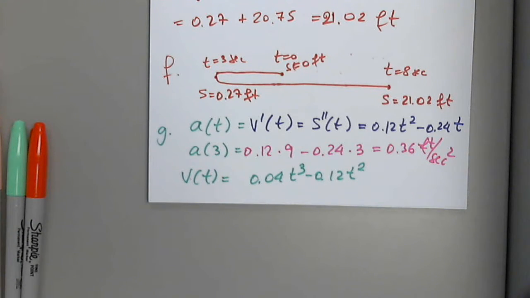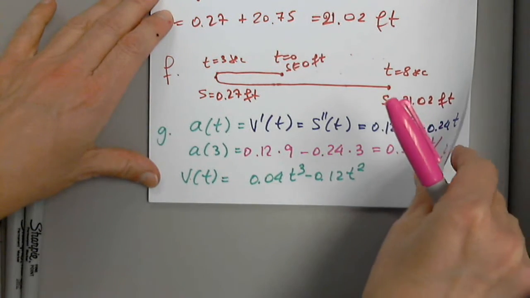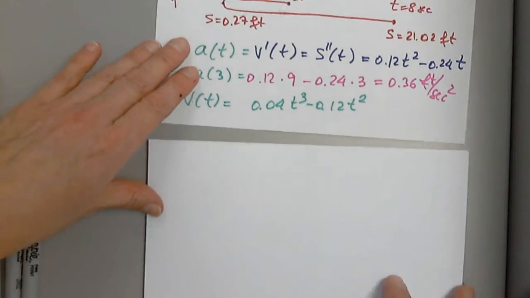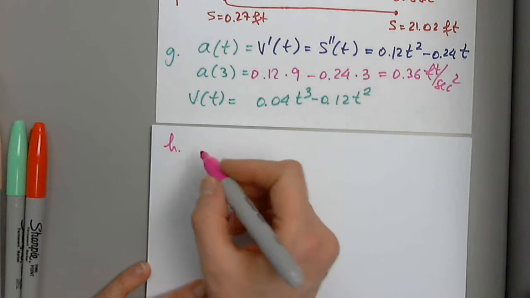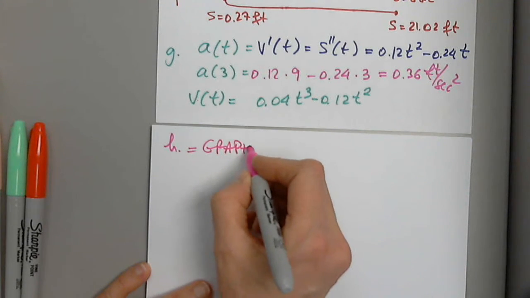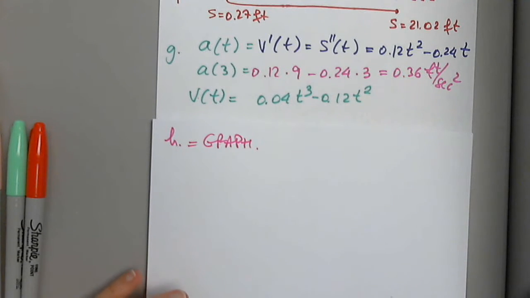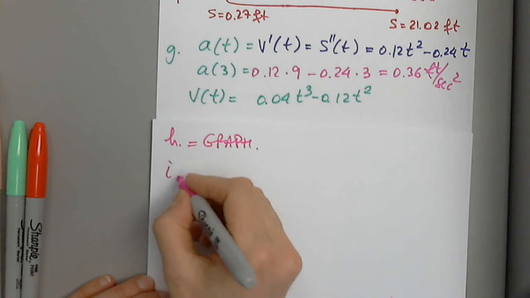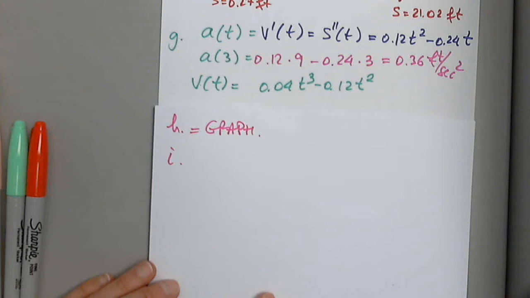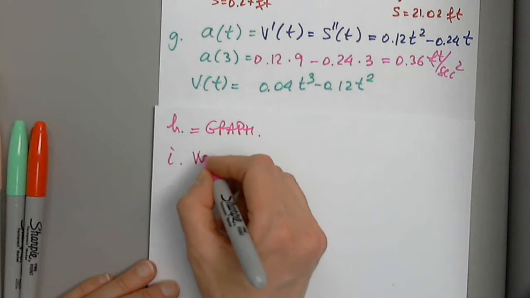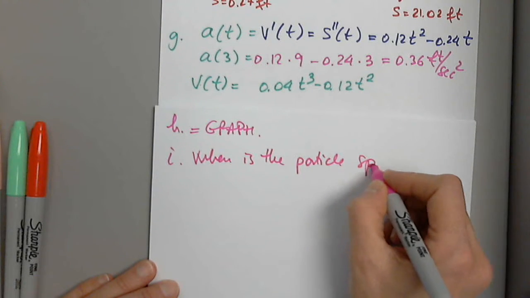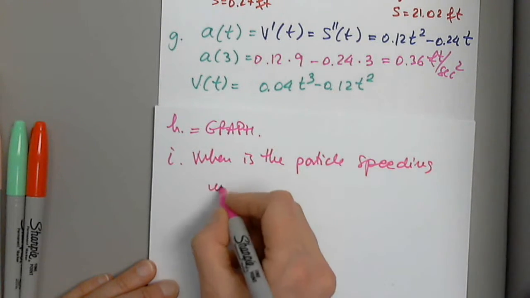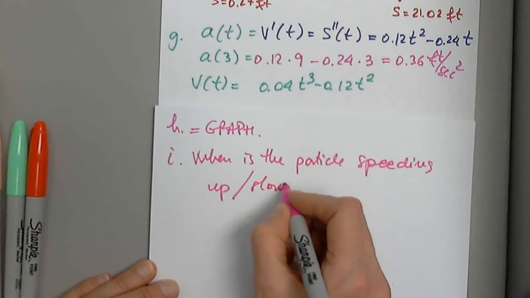When is the particle speeding up and when is it slowing down? So let's discuss that. Part H will be graph. And we will graph them all 3 on the same coordinate system with a calculator. But what I'm interested in is the last question here, part I. When is the particle speeding up or slowing down?